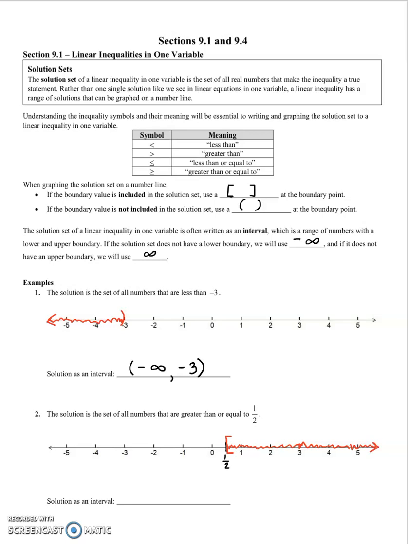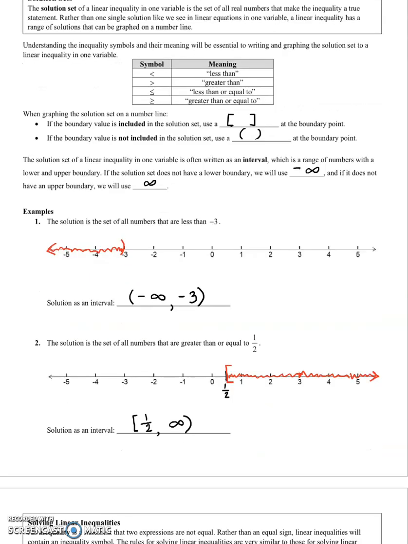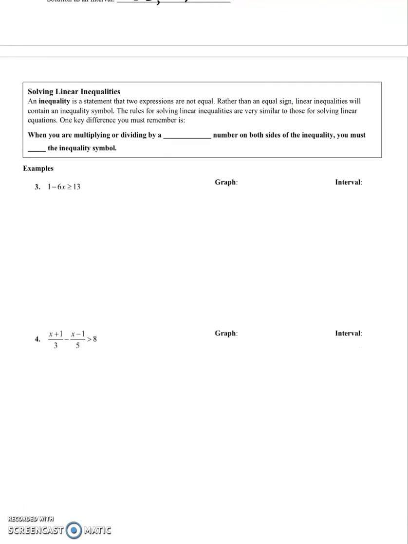And greater than means we shade our number line in the positive direction. So this time our interval goes from 1/2, which is included, so we use a square bracket, and it goes forever to infinity, and that gets an open parenthesis. Okay, let's move on to the next page.